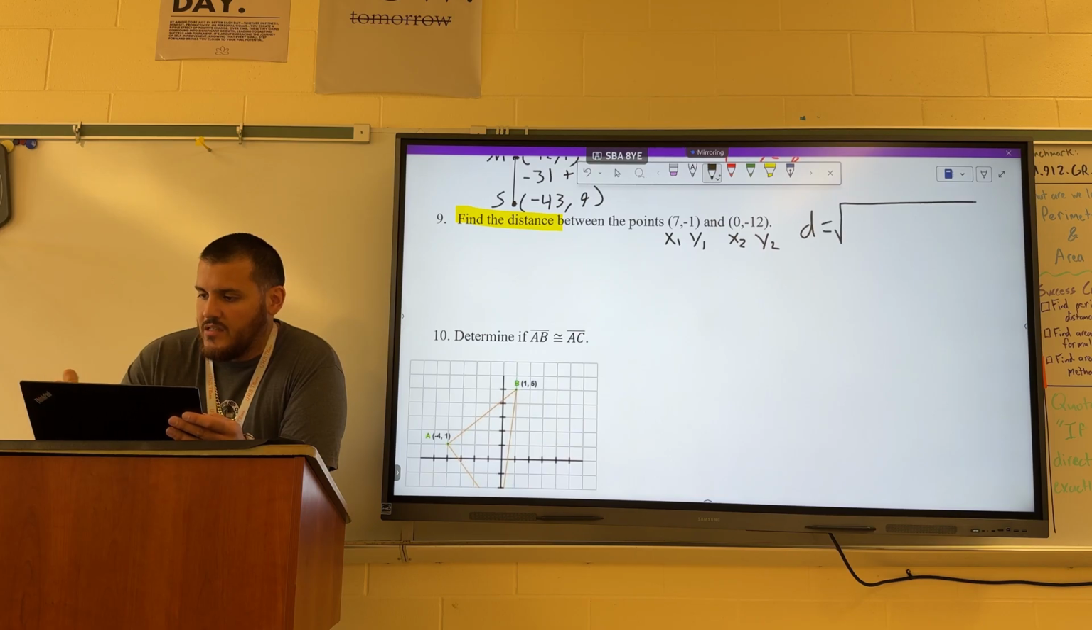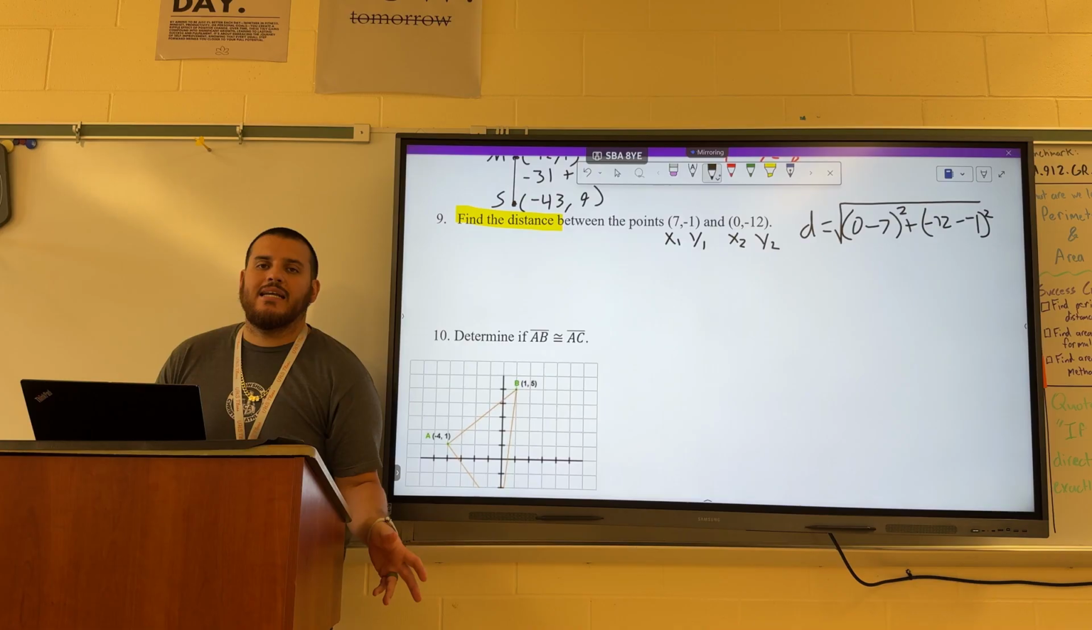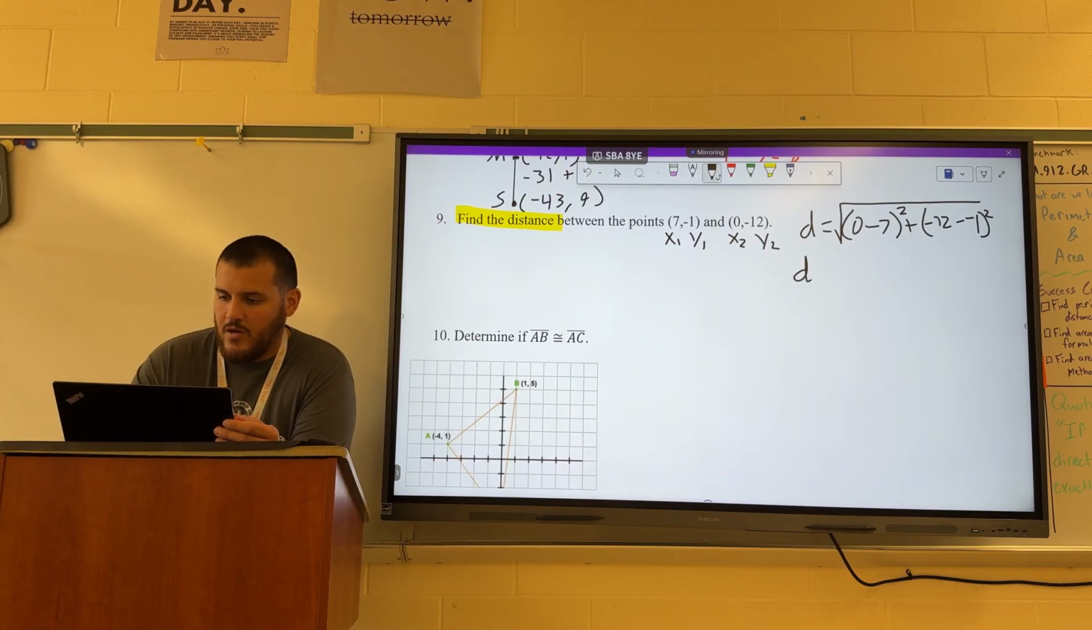The distance formula is the square root of x2, so 0, minus x1, which is 7. That gets squared, and then added to the same thing with our y coordinates. So y2, negative 12, minus y1, which is negative 1. Again, we see that I like to plug things in with the exact signs that they have. I don't change anything mentally before I write it down. And from here we calculate. 0 minus negative 7 is negative 7. Right? Negative 12 minus negative 1 is negative 11.